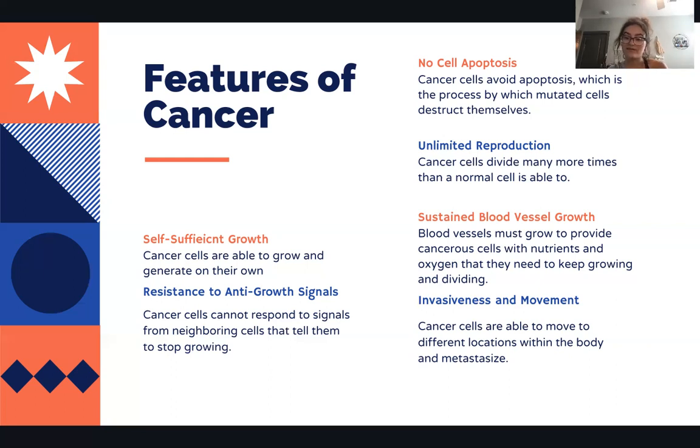Now, the last thing on this list is invasiveness and movement. So cancer cells are very invasive. They are able to move to different locations of the body. This is called metastasis, and it can be very dangerous and deadly when cancer cells metastasize and move to different parts of the body where they were not originally. Okay, so these 6 things are kind of what makes cancer cancer and what distinguishes cancer from other diseases. A lot of them have to do with unchecked cell growth, which is one of the big things of cancer.